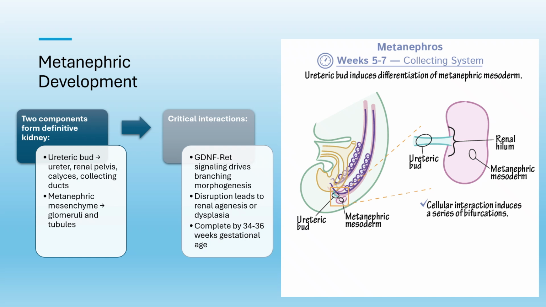Understanding this dual origin development helps explain imaging findings. When ultrasound shows hydronephrosis, we're seeing dilated structures derived from the ureteric bud. When we identify poor corticomedullary differentiation, we're observing abnormal mesenchyme-derived tissue. This embryologic knowledge transforms abstract imaging findings into meaningful clinical assessments.